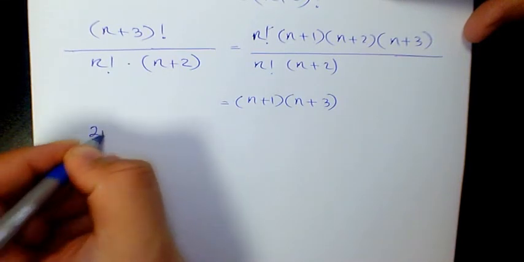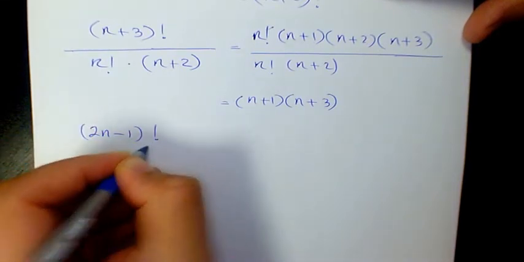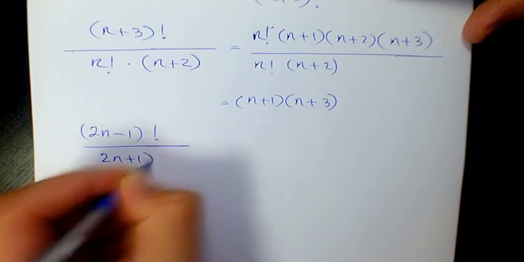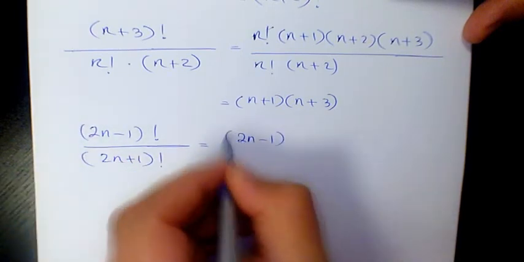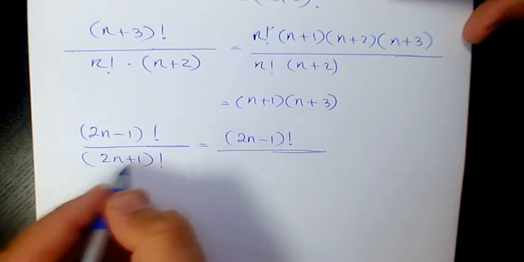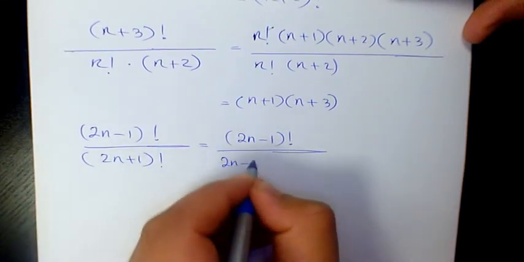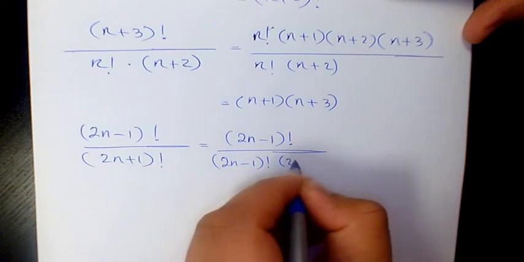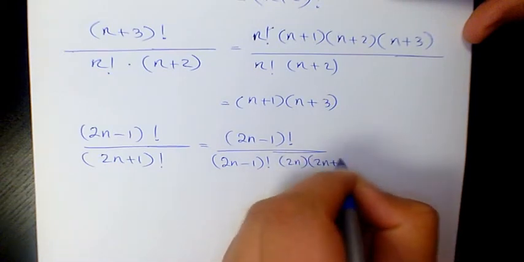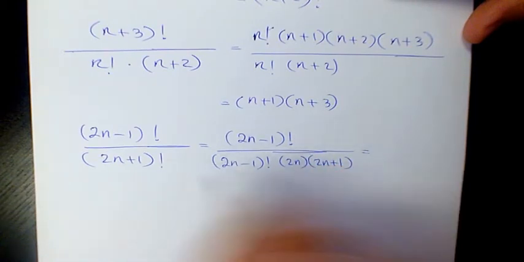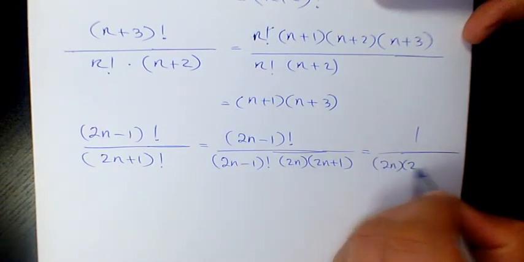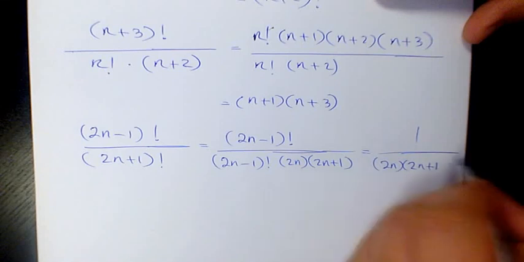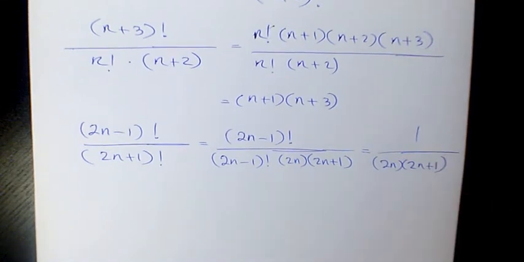Next example, 2n minus 1 factorial divided by 2n plus 1 factorial. In that case, you're going to say 2n plus 1 factorial is equal to 2n minus 1 factorial times 2n times 2n plus 1. So when you cancel these two, you're going to end up having 1 over 2n times 2n plus 1. That's going to be the simplified form.